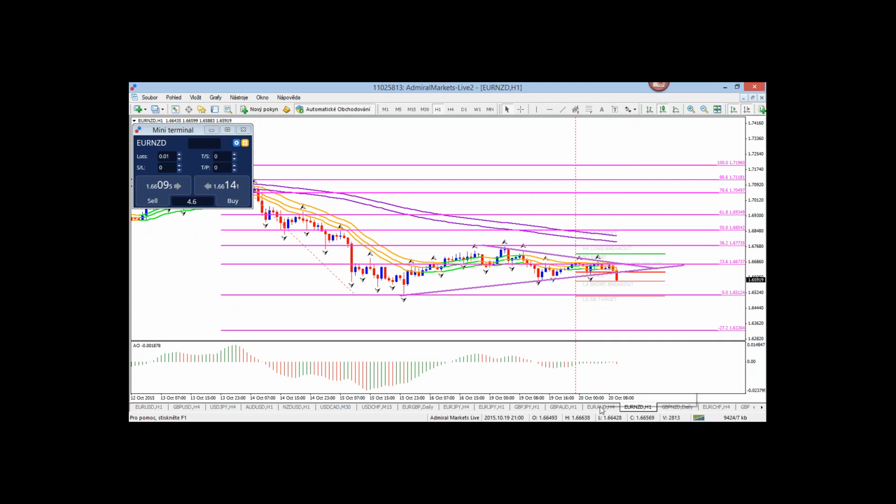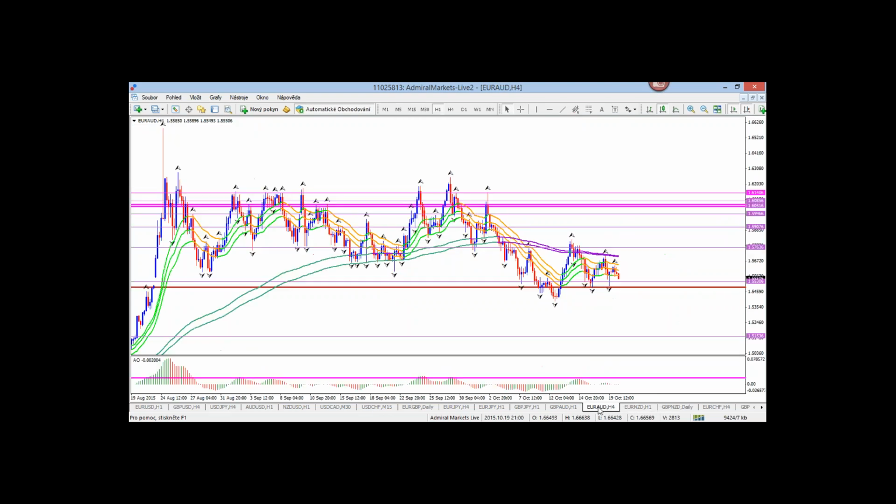Euro New Zealand, of course, also is a trade that could develop easier today. The Euro too, but we'll still have some fighting to do. It will still have to move quite a decent distance, at least another 70 pips, before it arrives at the 4-hour bottom. So this is something that will take its time.